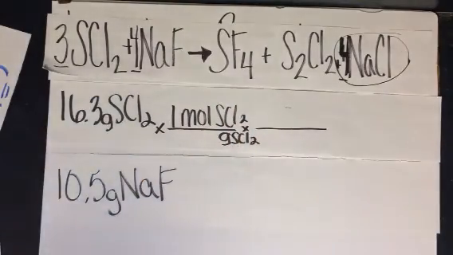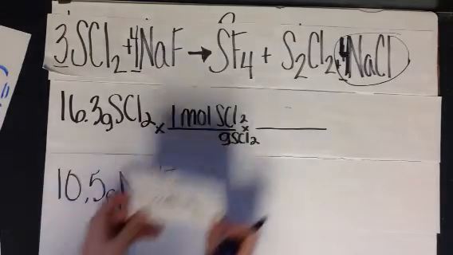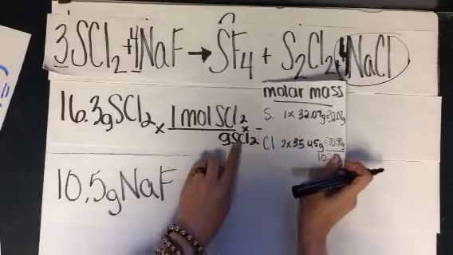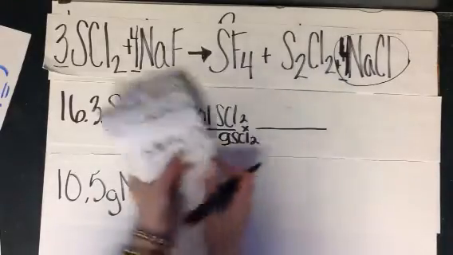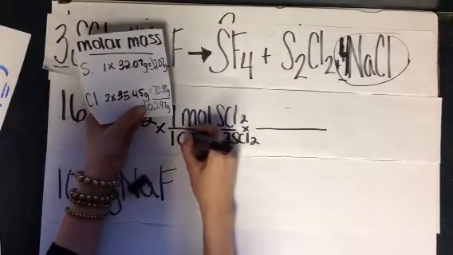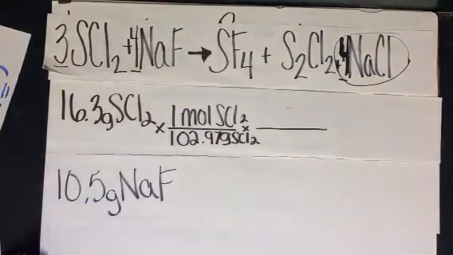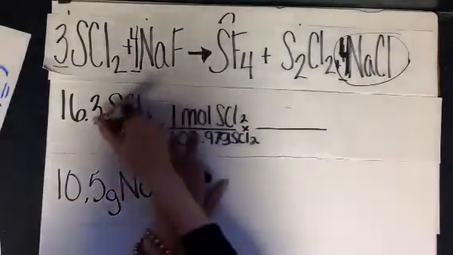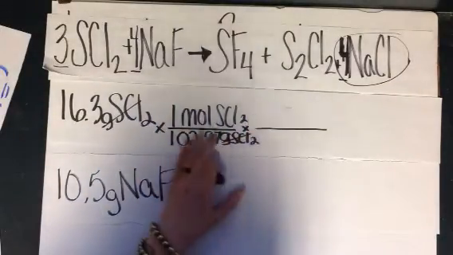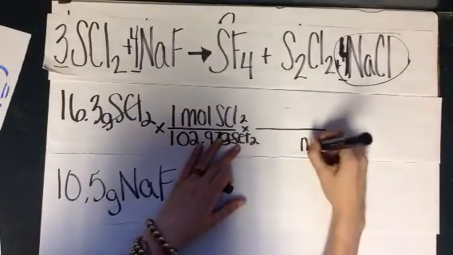Okay, so let's take a look at that. I have that calculated for us. So here is SCl2's molar mass, 1 S, 2 Cl's. Got it from the periodic table. All right. And again, that top and bottom cancel out. Whatever's on the top goes on the bottom.